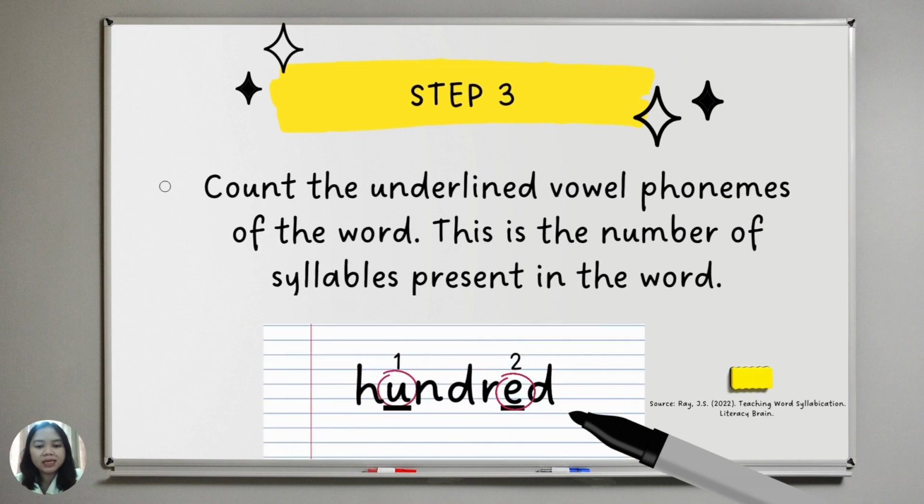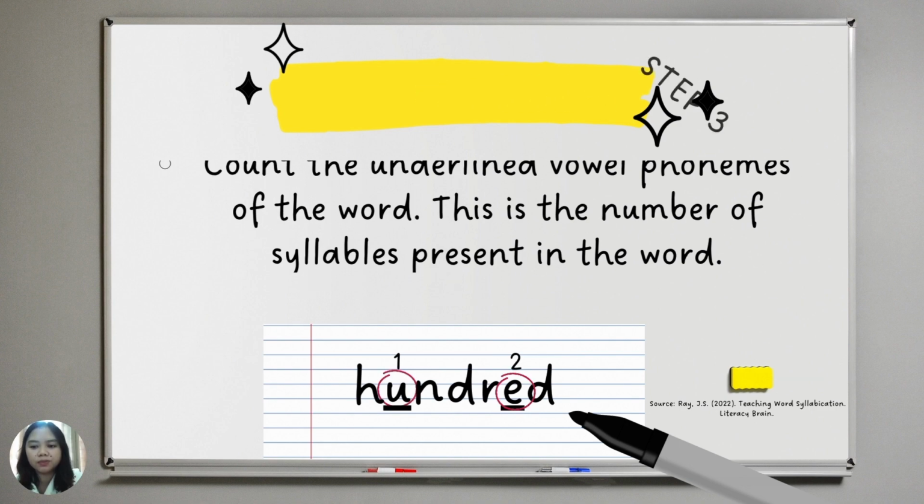Step 3, count the underlined vowel phonemes of the word. This is the number of syllables present in the word. So for the word 100, we have the vowel U and the vowel E. There are two vowels, so the syllables should also be 2.